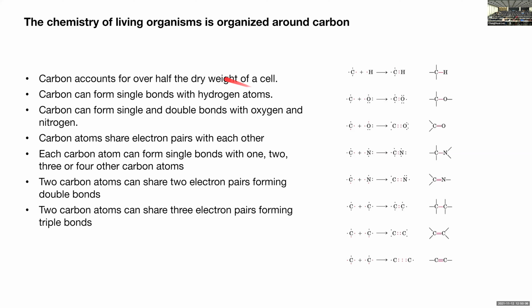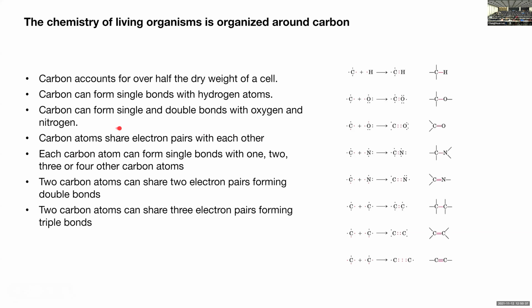And it takes up over half of the dry weight of the cell as well as the living organism. It can form a single bond with the hydrogen atom, which is important because it's highly abundant in the aqueous solution or the aqueous environment. And it can also make single or double bonds with oxygen, which is important for generating energy and processing metabolism, basically, in the living system.